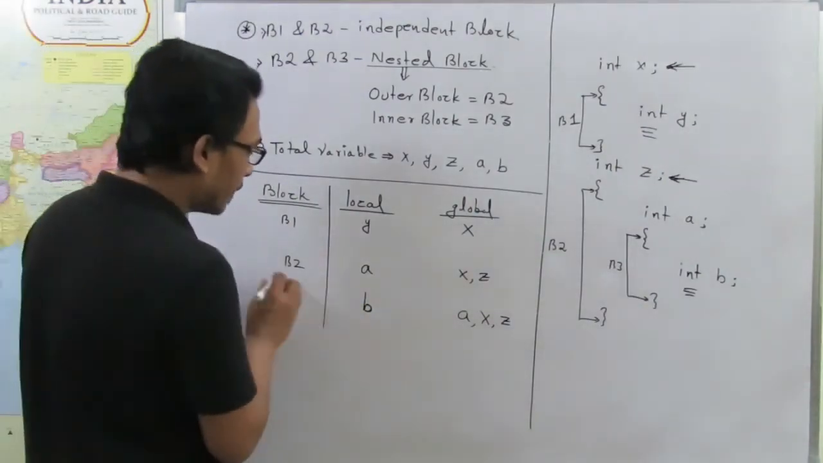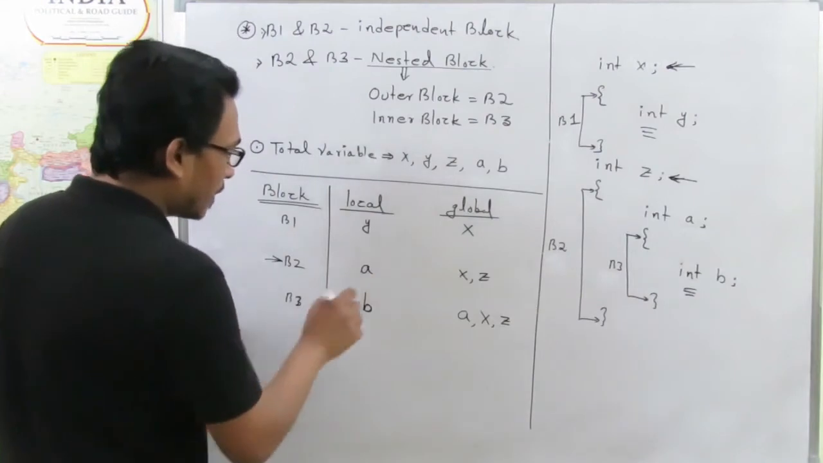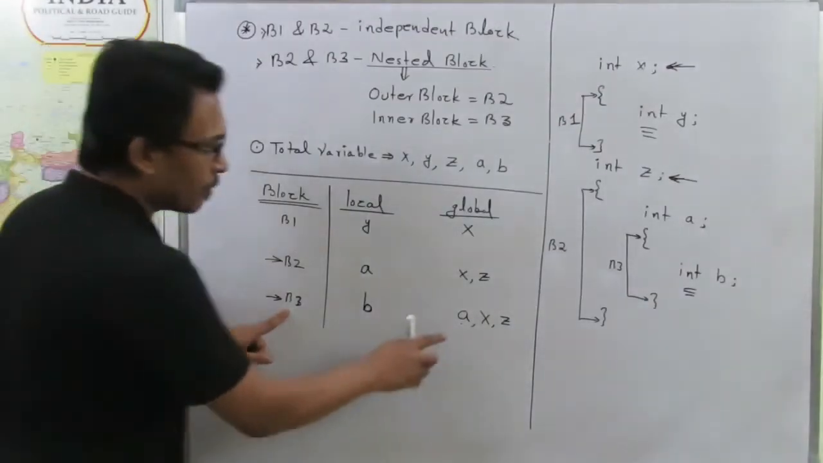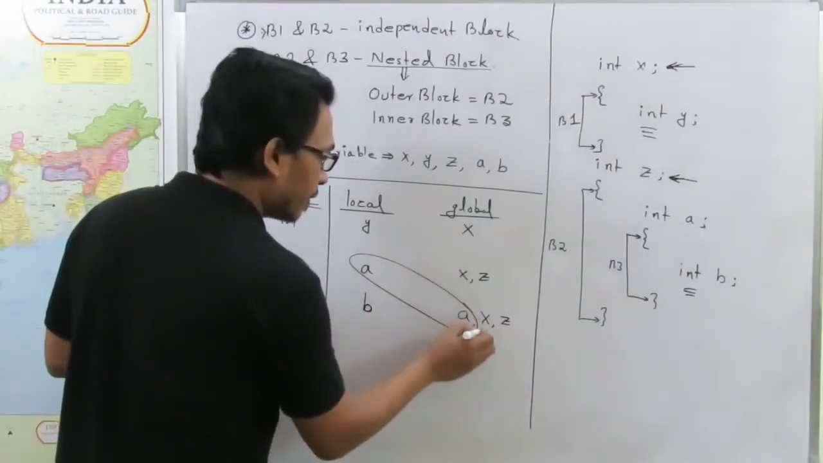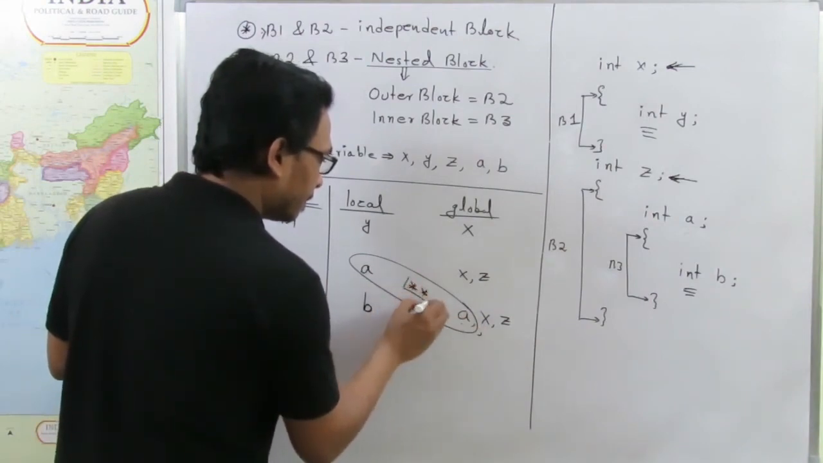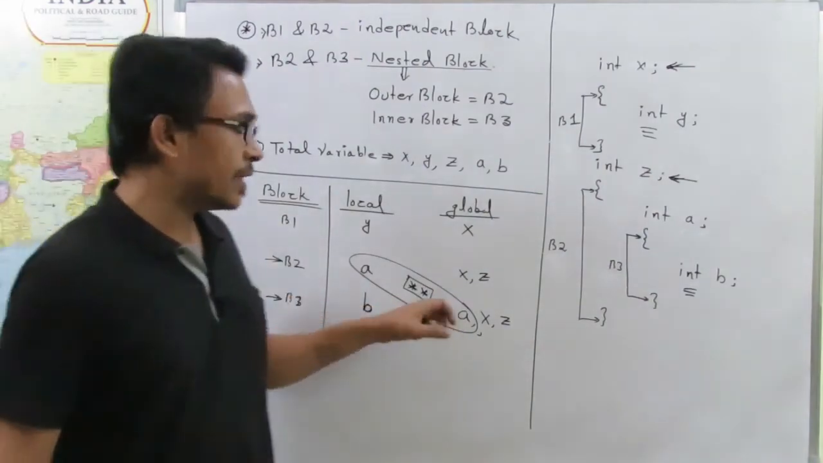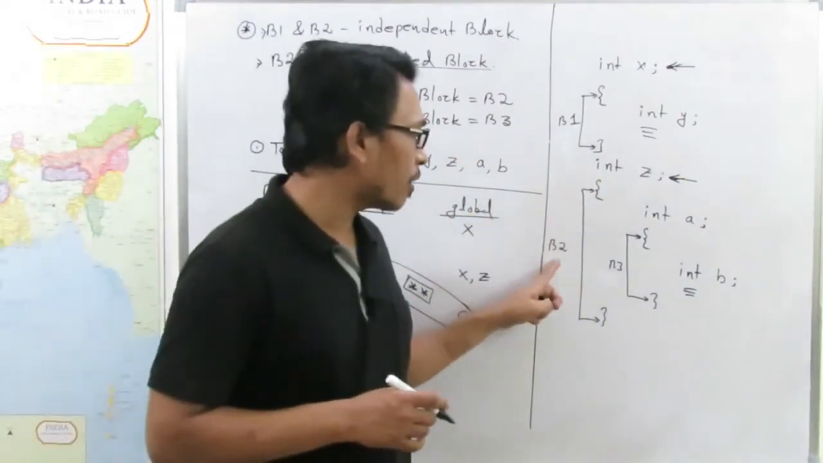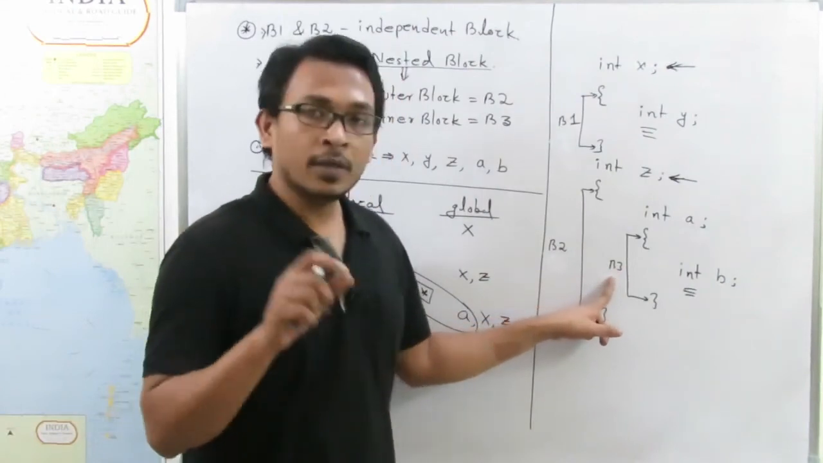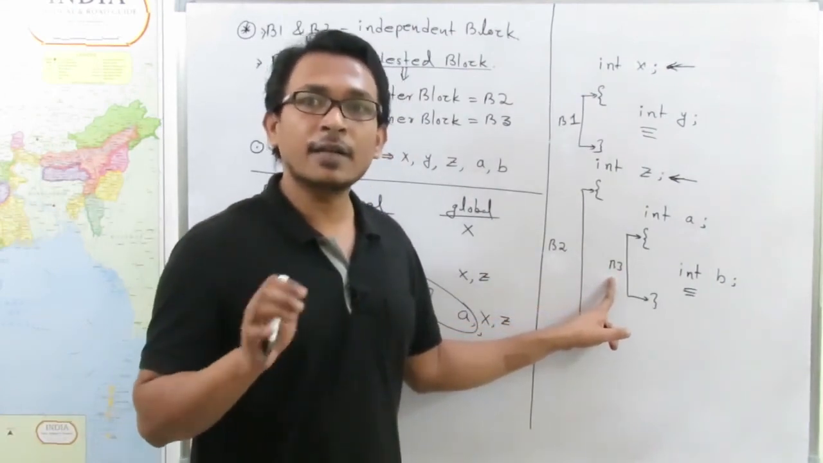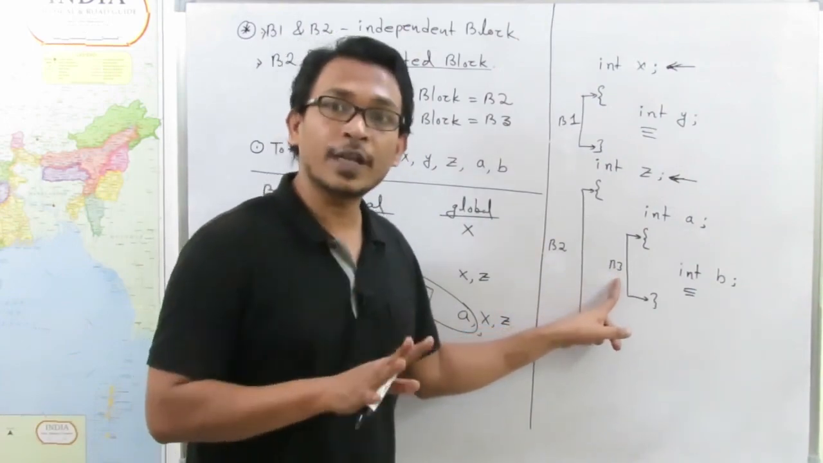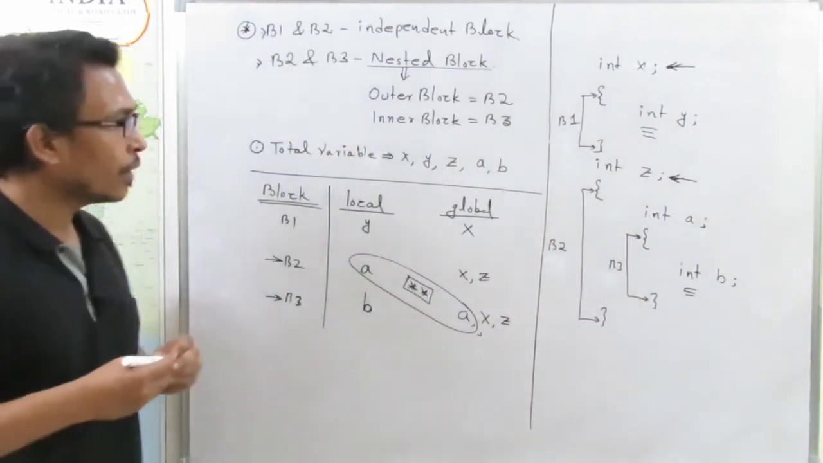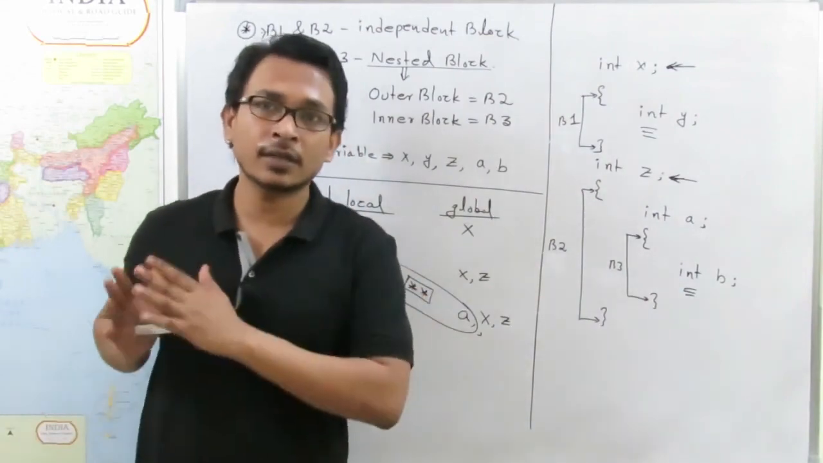Now look here. The variable A with respect to B2 is a local variable. The variable A with respect to block B3 is a global variable. This is one interesting point. The variable A is actually a local variable. Why? Because it is declared inside the block B2, but with respect to the B3 block, this particular variable A is not declared inside B3. That's why it behaves as a global variable for block B3. Clear? So hope you understand the concept of local variables as well as global variables.